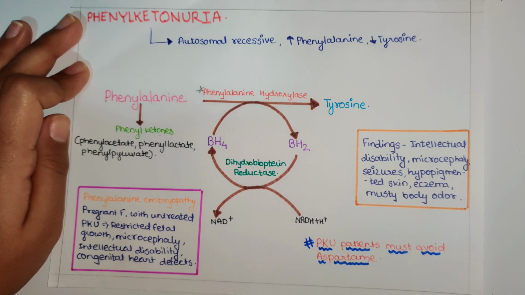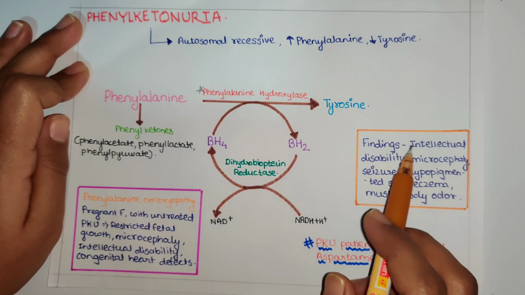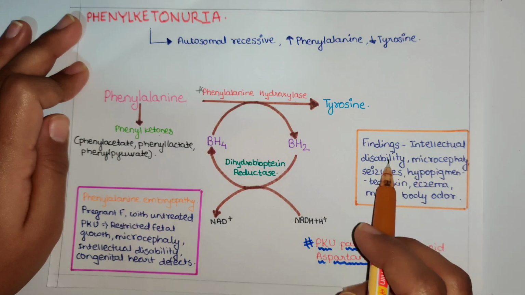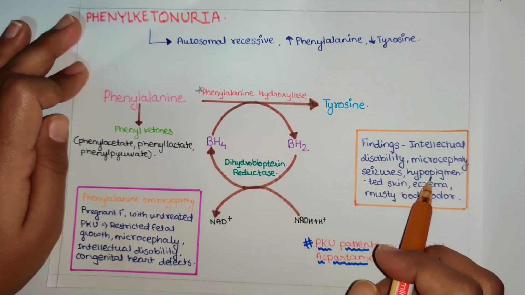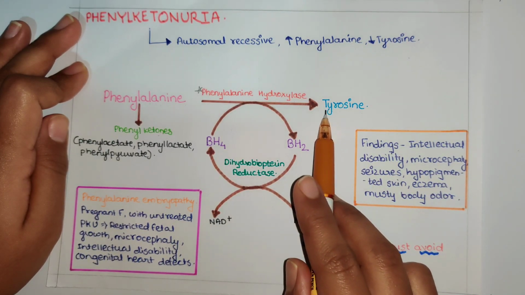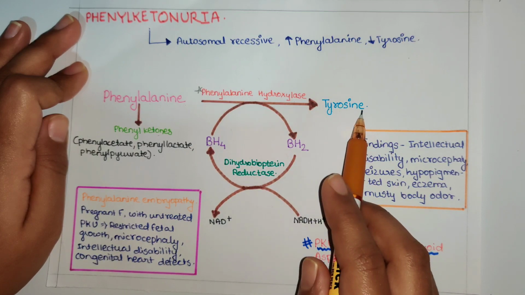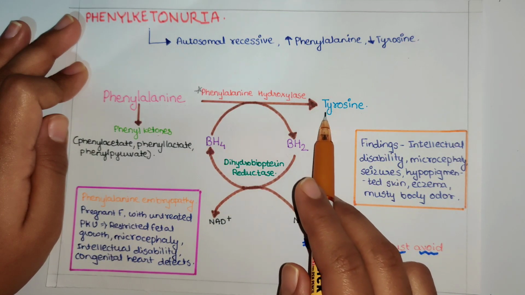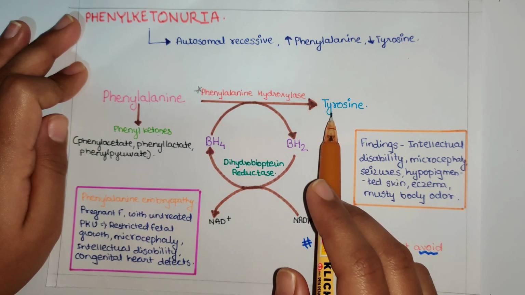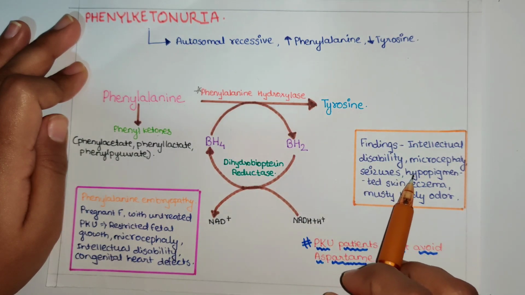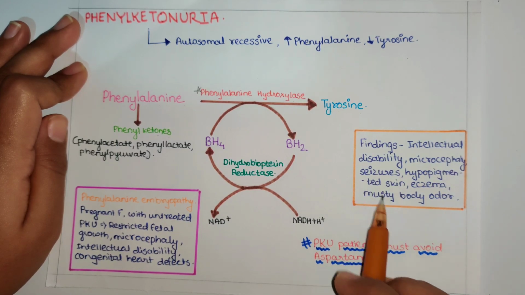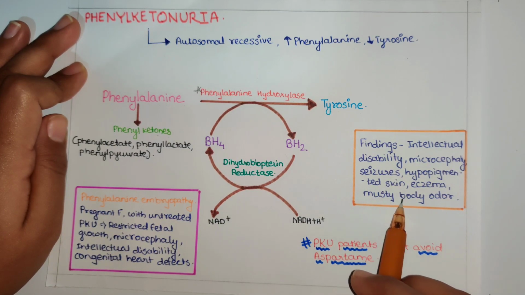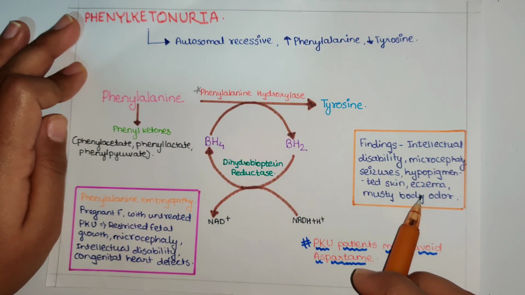And what will be the findings? So the patient will have intellectual disability. There will be microcephaly, seizures, hypopigmented skin. Hypopigmented skin because tyrosine is important for synthesis of melanin. So since you have less amount of tyrosine, you won't be synthesizing melanin, and that is why you will be having hypopigmented skin. Eczema, and this is the classic finding, which is musty body odor.